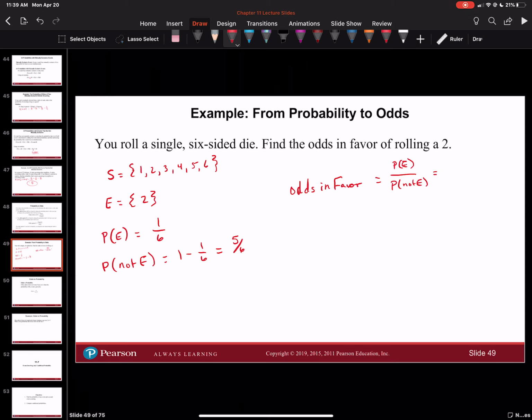All right, now, so that'll be what? 1/6 all over 5/6. Now, when you put that in the calculator, you just get 1/5. And that is the odds in favor, 1/5. So you have a 1/5 chance of getting a 2. That's the odds in favor, 1 to 5.